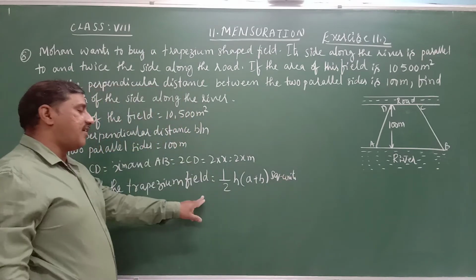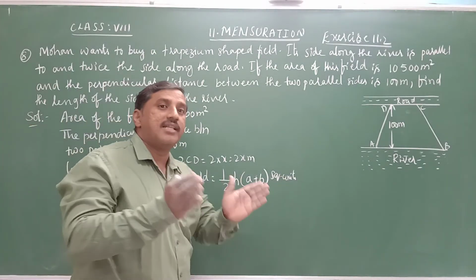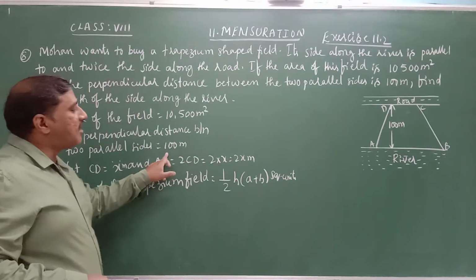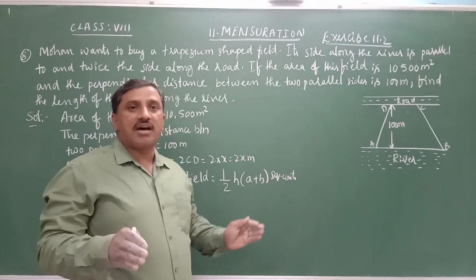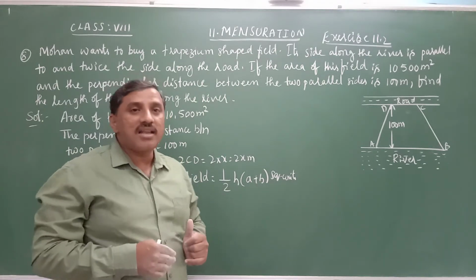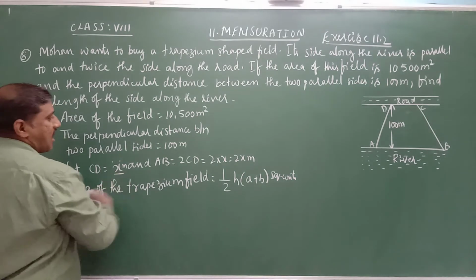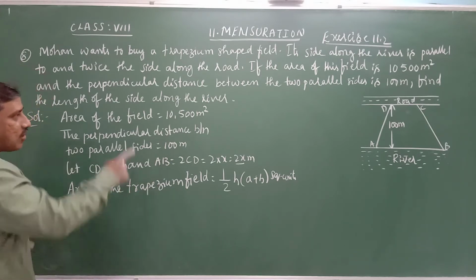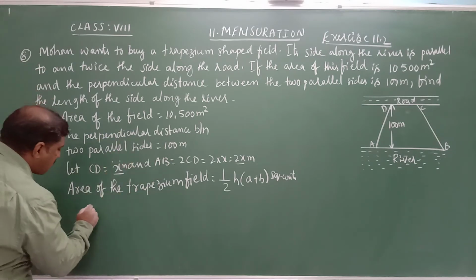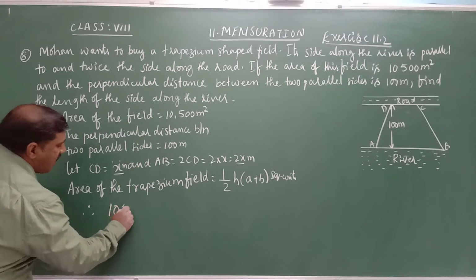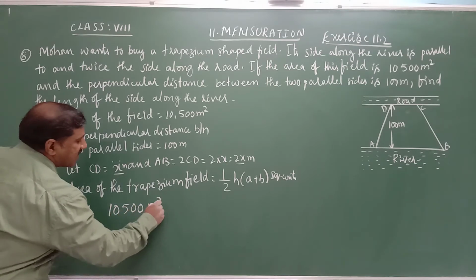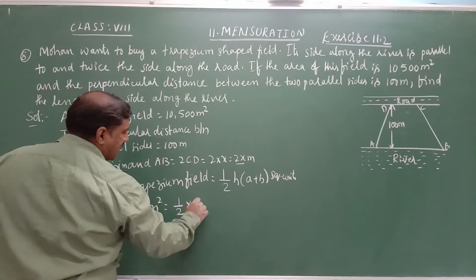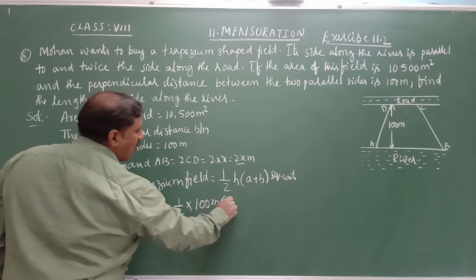That is half into h, where h is the altitude or the perpendicular distance between the two parallel sides, which is given. h is equal to 100 meters. A and B are the lengths of the two parallel sides, x is one and 2x is the other length. And the area is given, 10,500 meters square. Now by substituting, 10,500 meters square is equal to half into height, which is 100 meters, into A plus B.